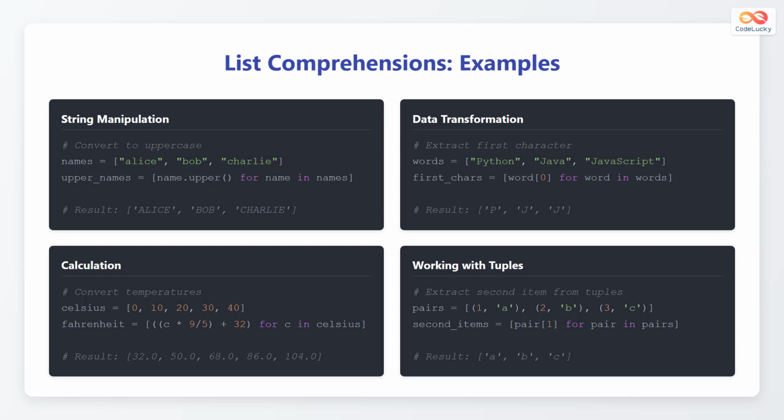In the calculation example, we convert Celsius temperatures to Fahrenheit. Finally, in the working with tuples example, we extract the second item from a list of tuples. These examples demonstrate the versatility and conciseness of list comprehensions.